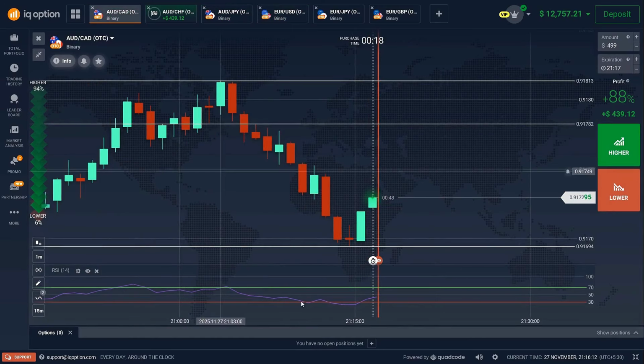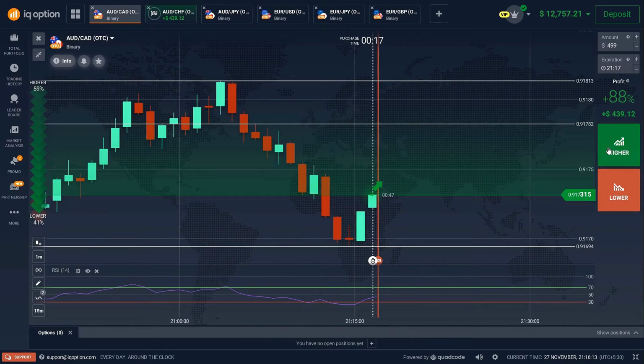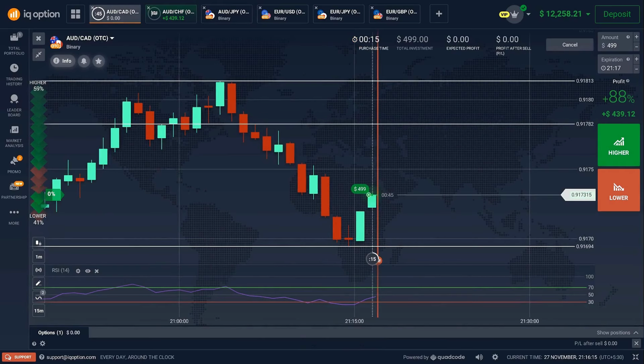Now let me show you this recorded trade on the chart, which I had taken earlier using the same strategy. This is a trade I took earlier, and I'm showing you the recorded chart for learning purpose.